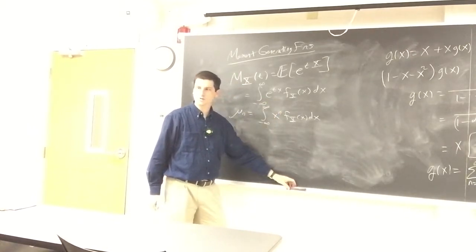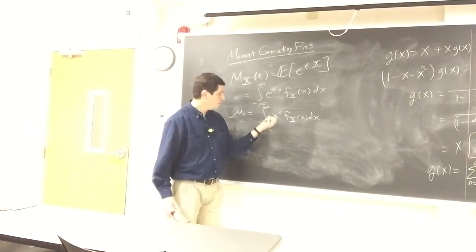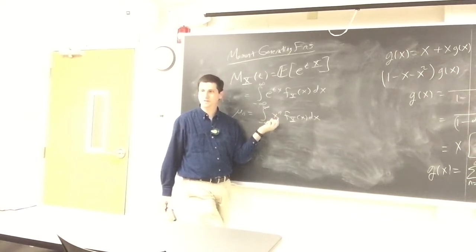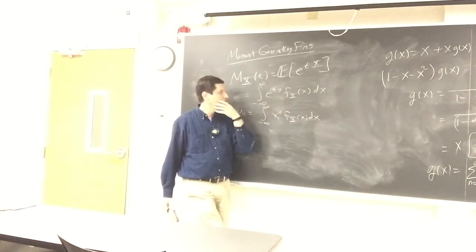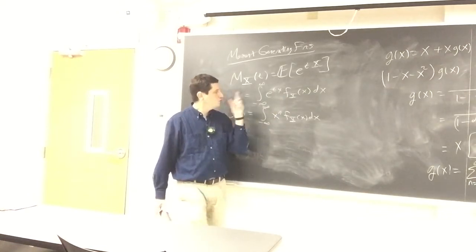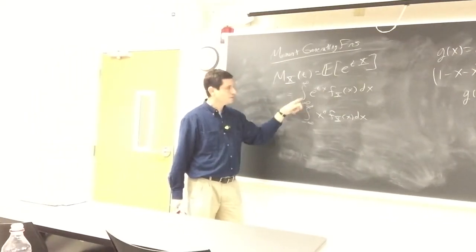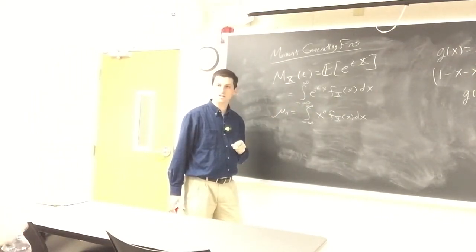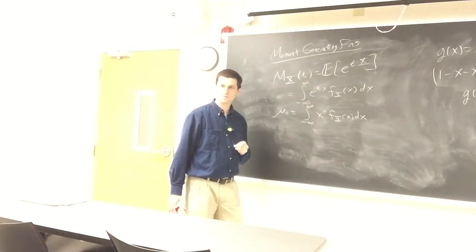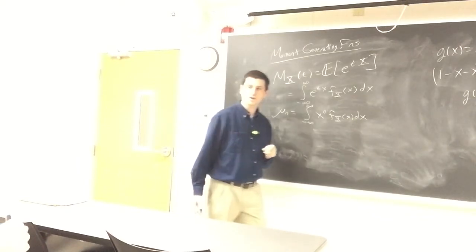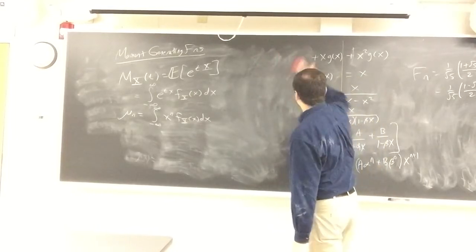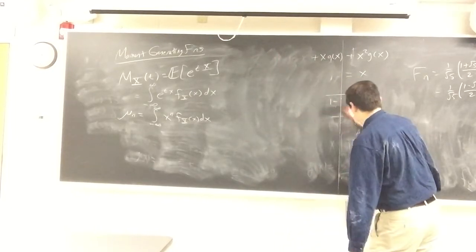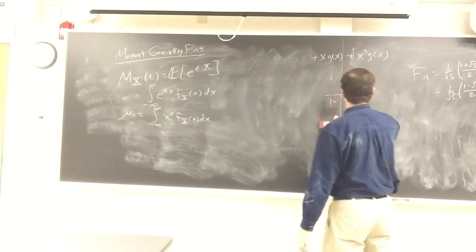What could I do? I want to somehow get an x^n. Any thoughts as to what I could do to this to get an x^n? Take the derivative n times with respect to t. So if I take the derivative with respect to t, I will get an x^n. And then what should I set t equal to? 1, or no, 0. So I then set t equal to 0. So what this is telling us is that derivatives of this function will give us the moments.